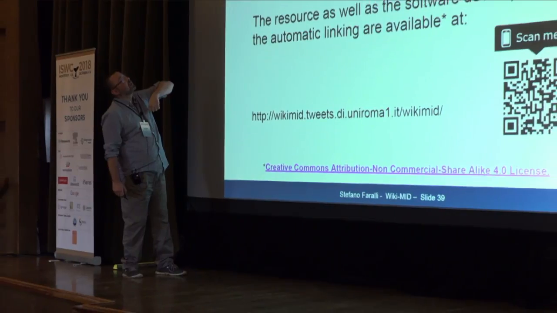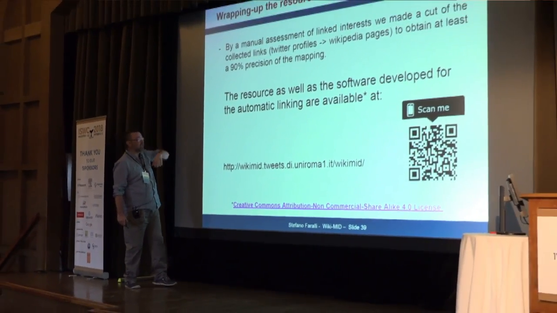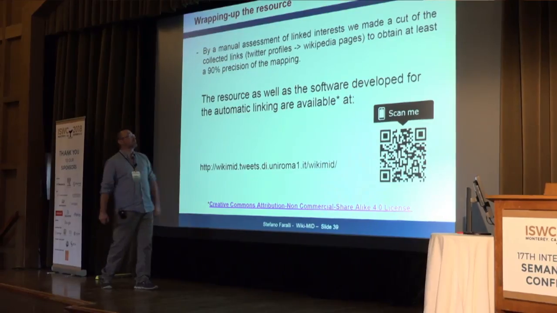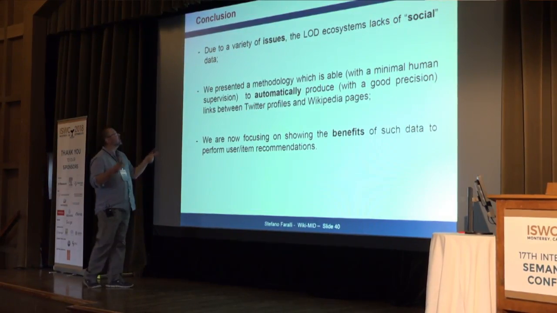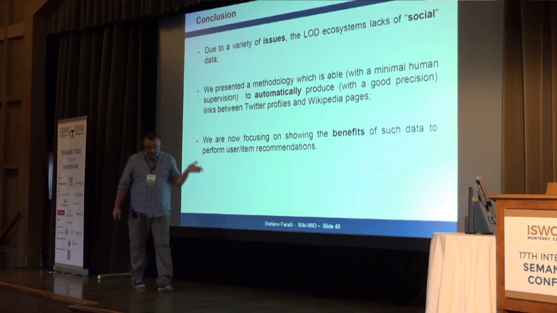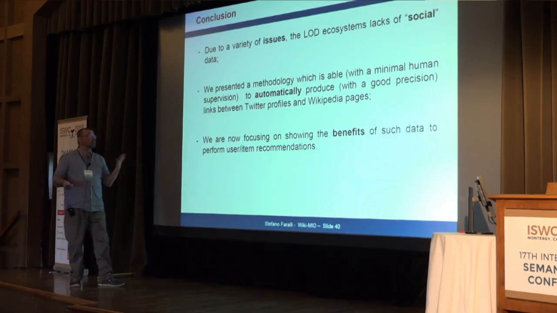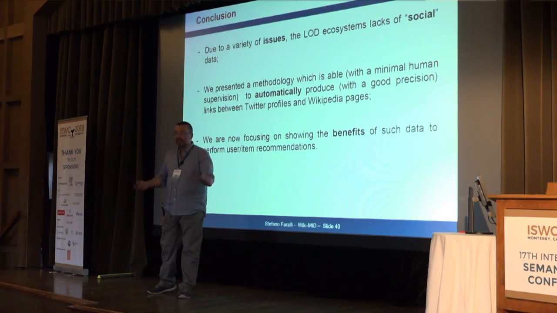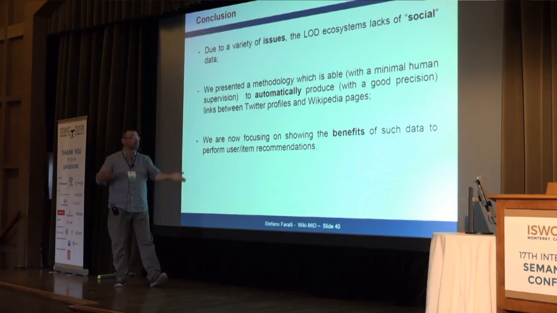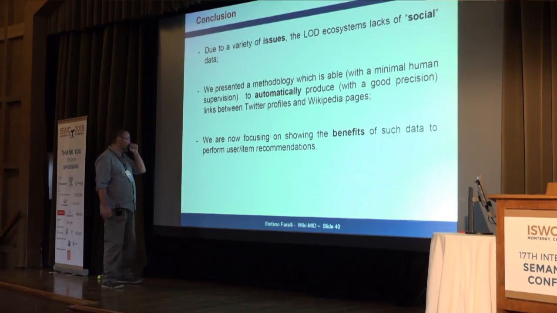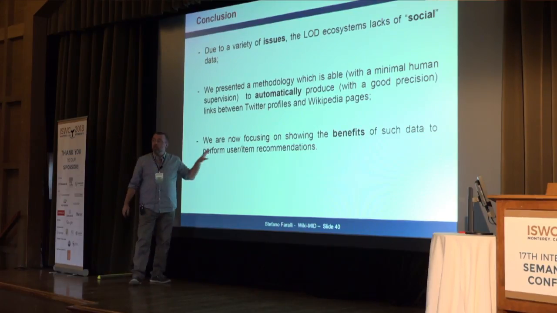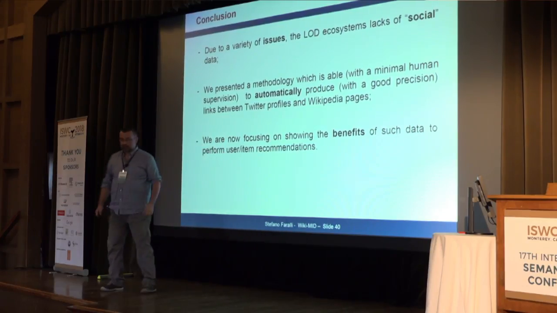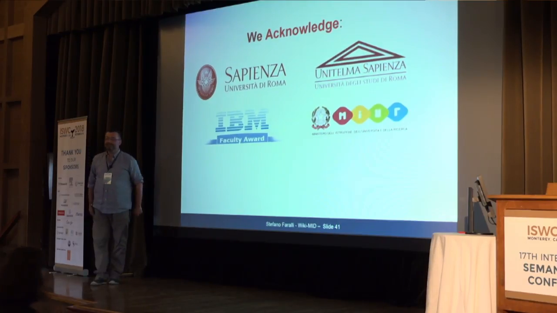What to say more? Okay, so at the end, we have 90% precision for the mapping of people from the following relation and 96% precision for the other interests. To conclude quickly, due to a variety of issues in the linked open data ecosystem, such as the lack of social data, we presented a methodology which is able, with minimal human supervision, to automatically extract and link information that is social-aware, and we are now focusing on showing the benefits of such data, at least for the recommendation system task. Thanks.